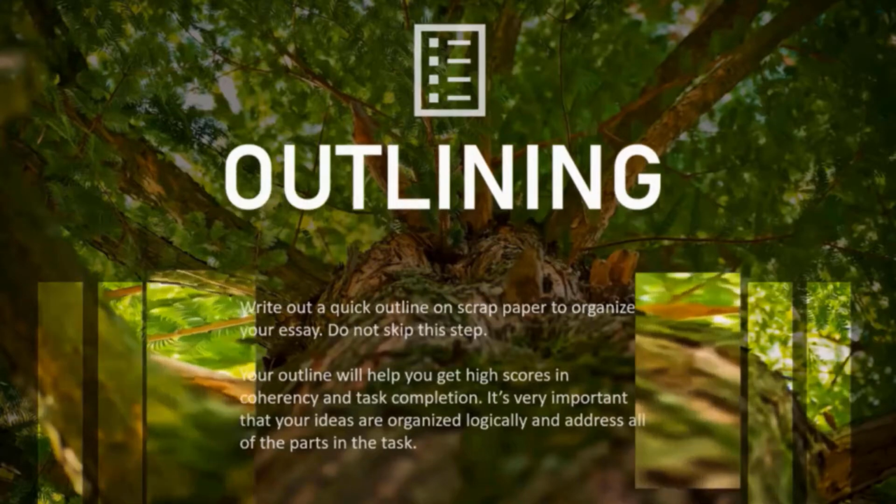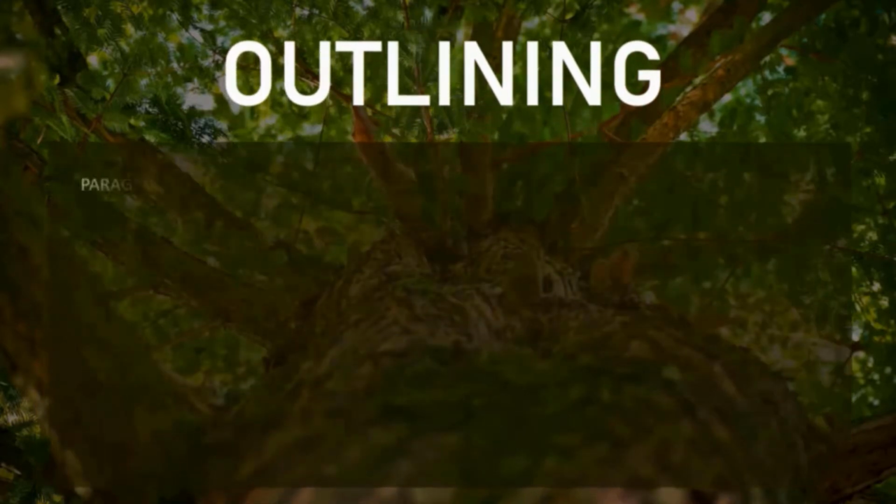So when you're outlining, there are a couple really important things that you need for task completion. For each paragraph, you're going to have a topic of basically the general idea of that entire paragraph, reasons to support your topic, and examples to support that as well. So all of this needs to flow logically.